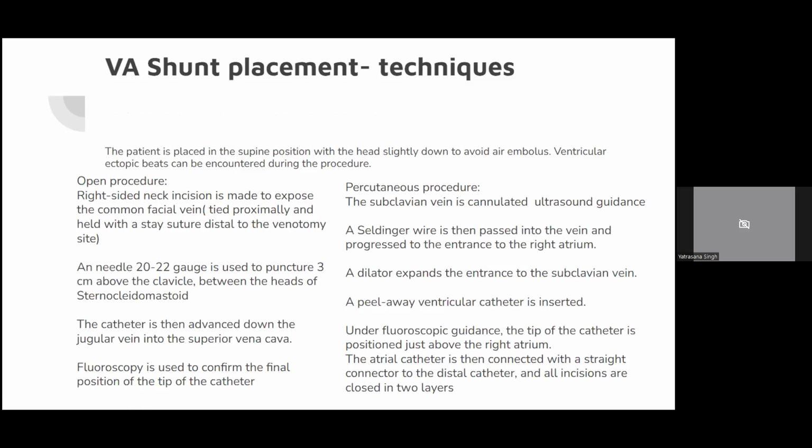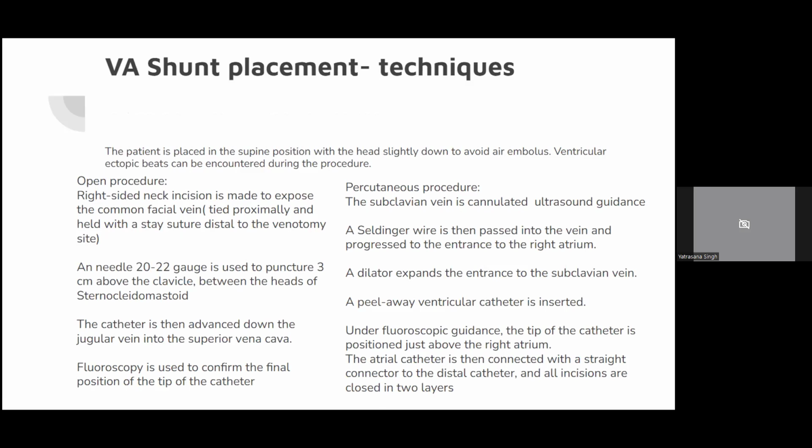The patient is placed in a supine position with the head slightly down to avoid air embolus. And of note, they must be connected to an ECG machine as ventricular ectopic beats can be encountered. It can be done via an open procedure or percutaneous procedure.